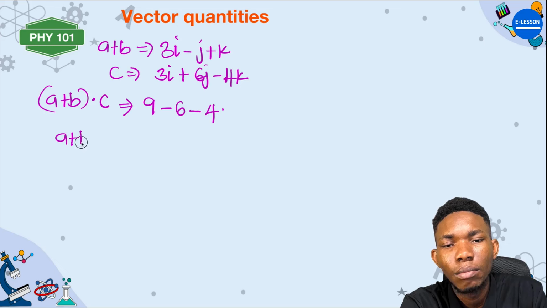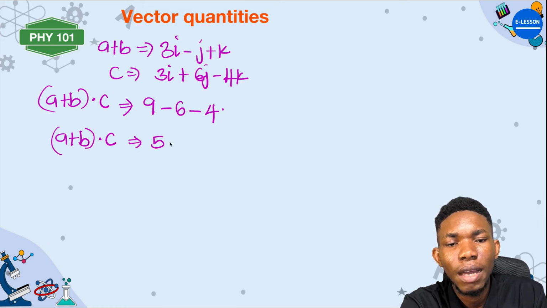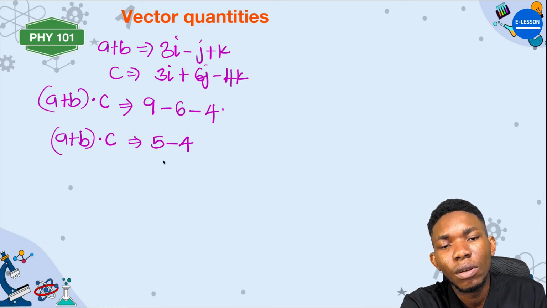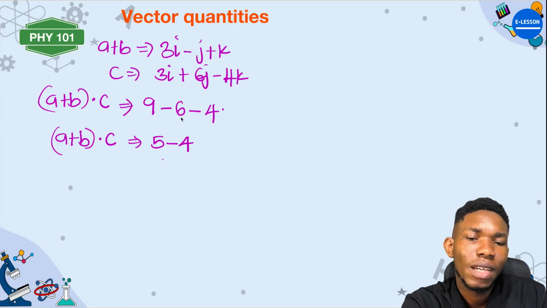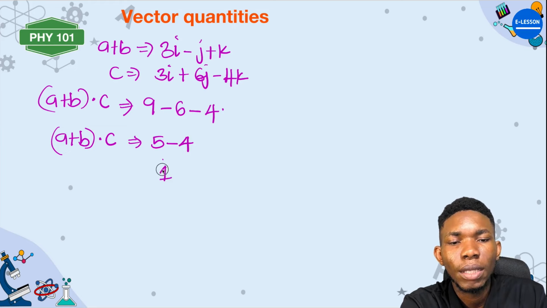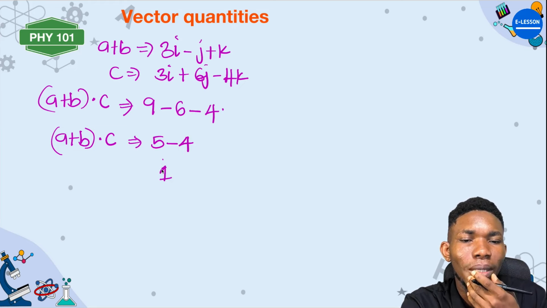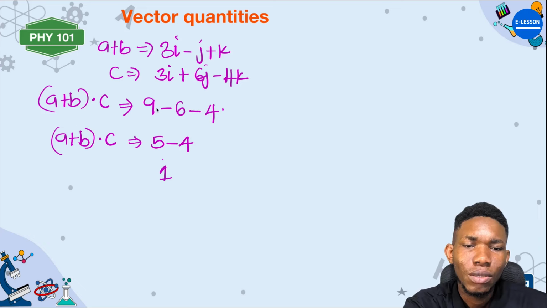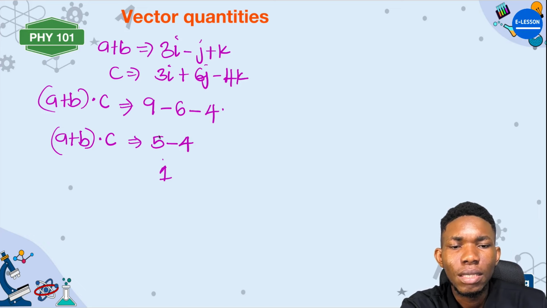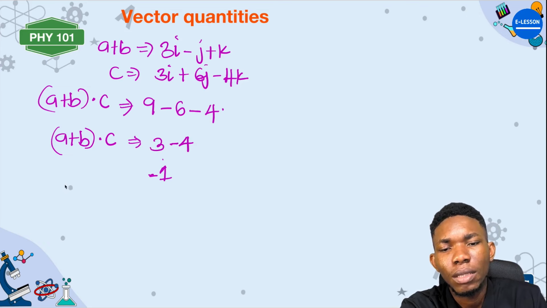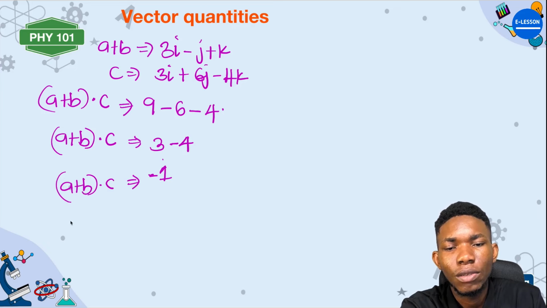So our A plus B dot C would be 9 minus 6 minus 5 minus 4, which will give us minus 9 minus 5 is minus, okay, which will give us 1. It depends on how you actually answer this question. Okay, no, 9 minus 6 is 3. So 3 minus 4 is minus 1. So our A plus B dot C is what, my dear student? Minus 1. A plus B dot C is equal to minus 1.